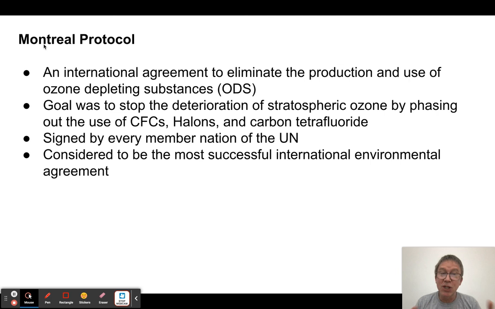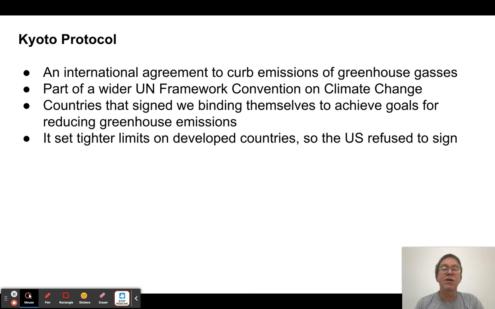Good luck with this one, but you got to know Montreal Protocol is about ozone. Okay. Now, not to be confused with the Kyoto Protocol. Now, the Kyoto Protocol, people were hoping would be as successful as the Montreal Protocol, but it wasn't. The Kyoto Protocol is about carbon dioxide and other greenhouse gases. So, Kyoto, carbon dioxide, I don't know, they sound sort of the same.